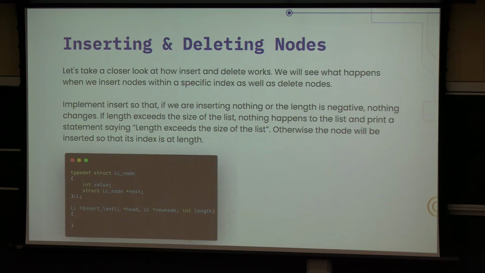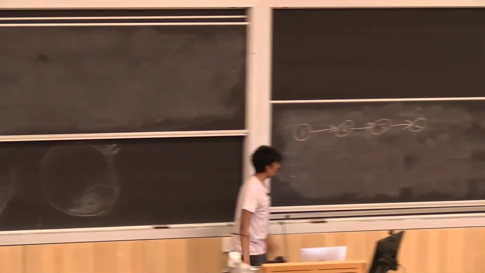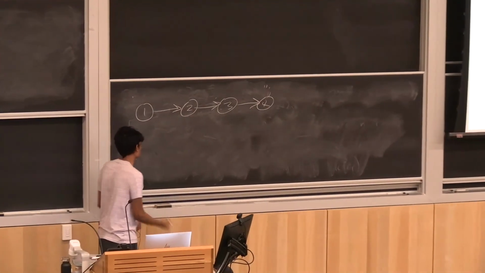So what that means is that if we have a linked list, for example, containing the values 1, 2, 3, and 4, so the head being 1 and the tail being 4, and we do this new type of insert.